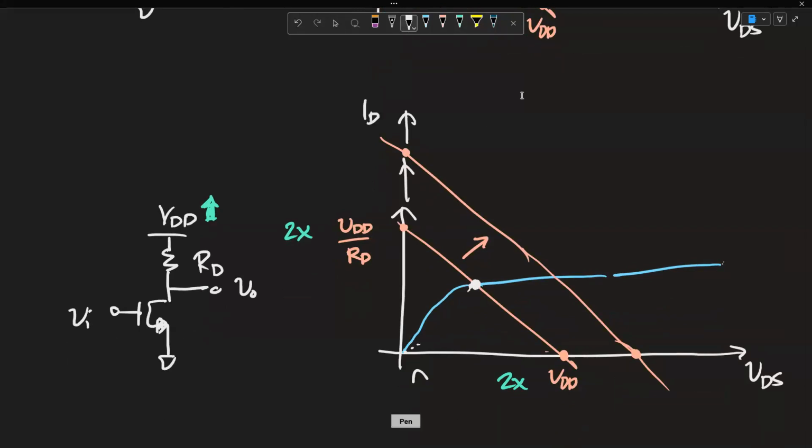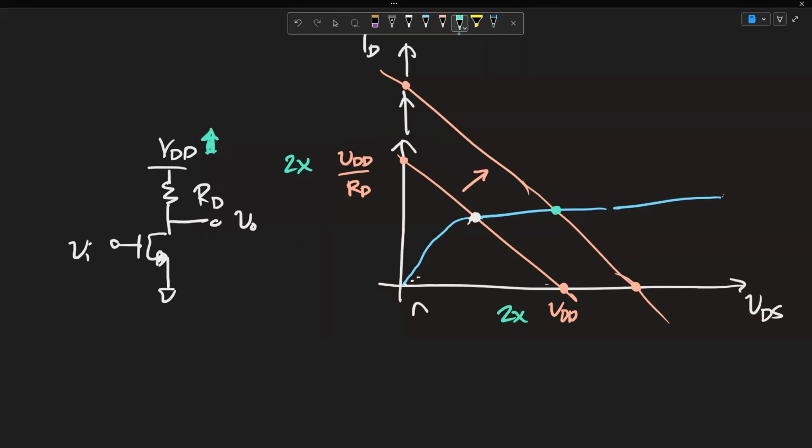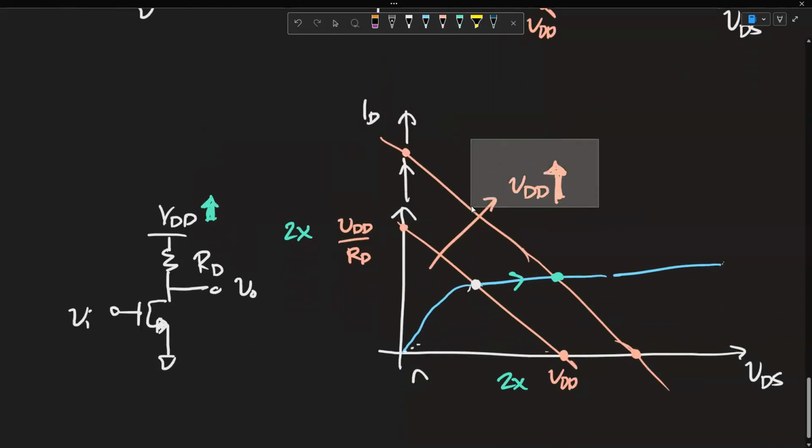So now what do we get from this? Well, our intercept of the two lines. So if VDD increased, this would happen to the load line. So our intercept now changes from the white point to the green point here, and we're now deeper in saturation. Now, one could interpret this as saying that when you increase VDD, you allow more real estate for yourself before falling out of saturation.